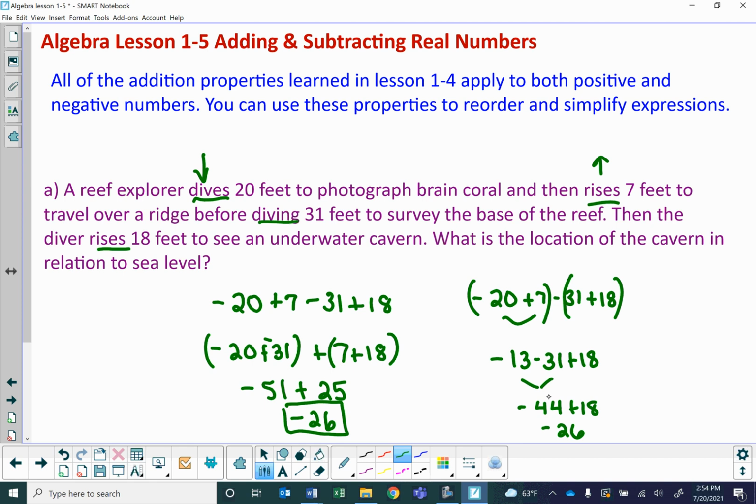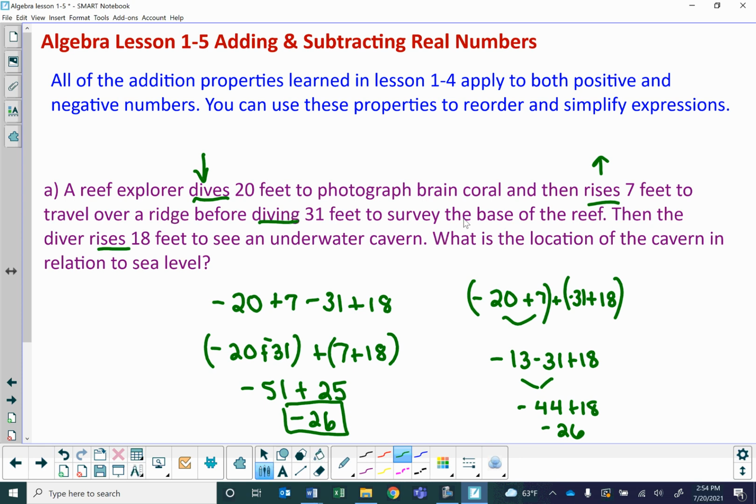All right, so, and I should put plus, and there should be a negative in front of that 31 right there. I should write that a little bit better. Plus negative 31, there we go.